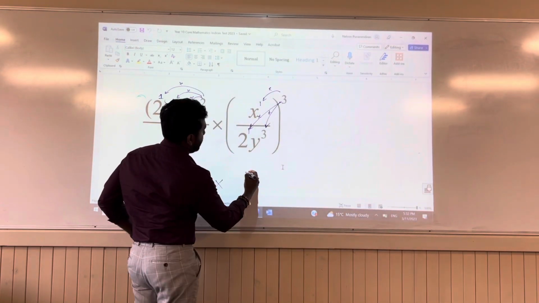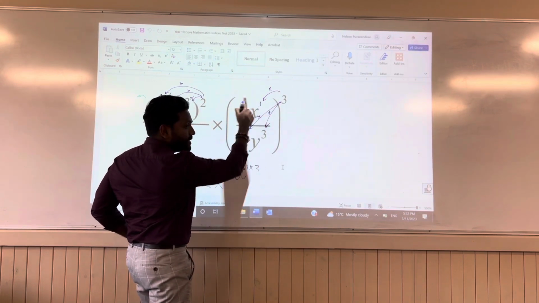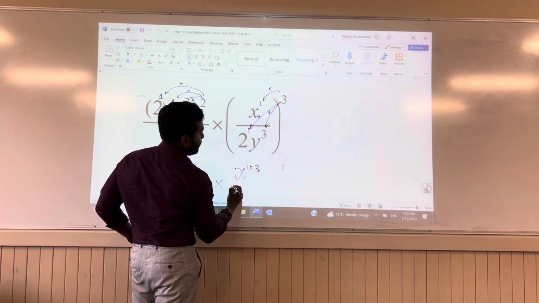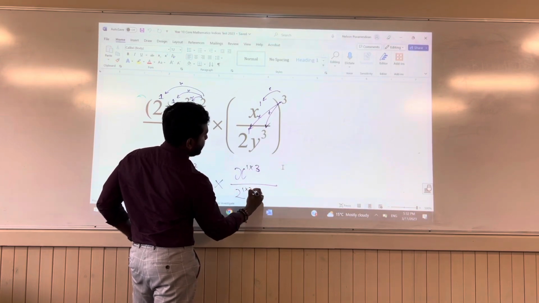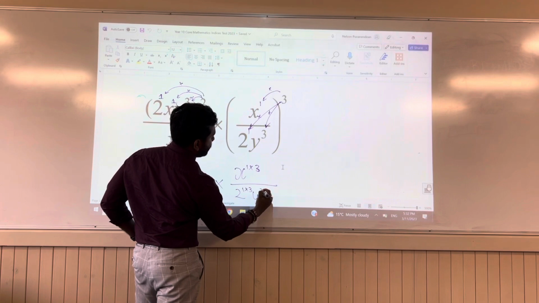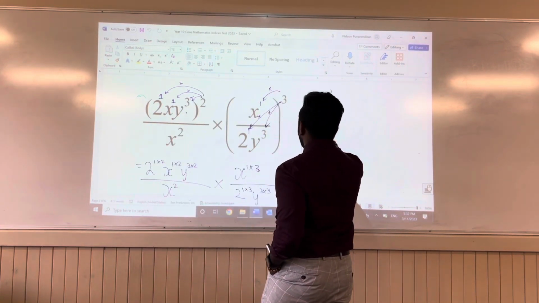So now I've got x to the power of 1 times that by 3. Why is there a 1? Because that x has a power of 1. Then divide that by 2 to the power of 1 times that by 3. Then y to the power of 3 times that by 3. Cool. Now we can actually simplify this.